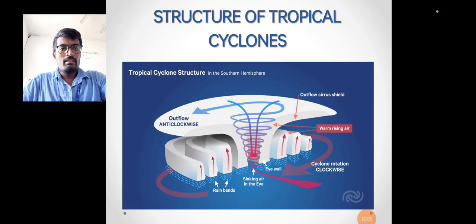Now coming to the structure of the tropical cyclones. In this structure, there are mainly four components. The first one is the eye, the second one is the eye wall, the third one is the rain bands, and the fourth one is the outflow. You can clearly observe that the red color represents the eye, the surrounding white wall represents the eye wall, and the blue color at the bottom of the white represents the rain bands.